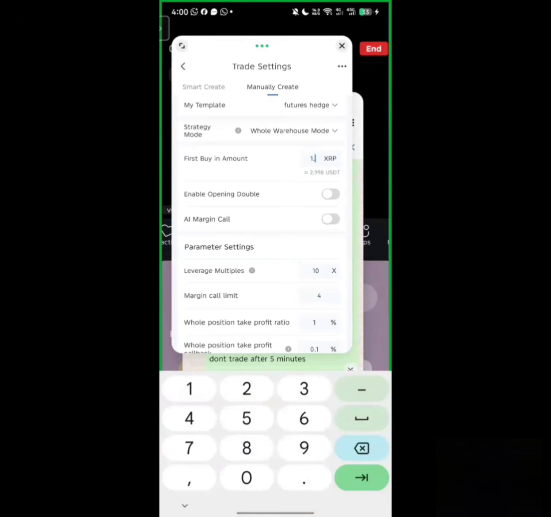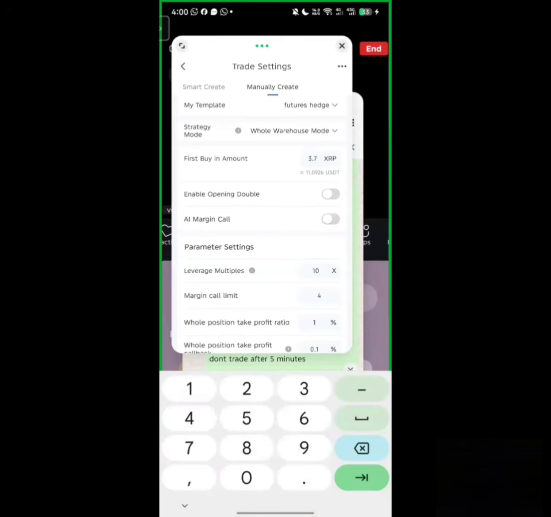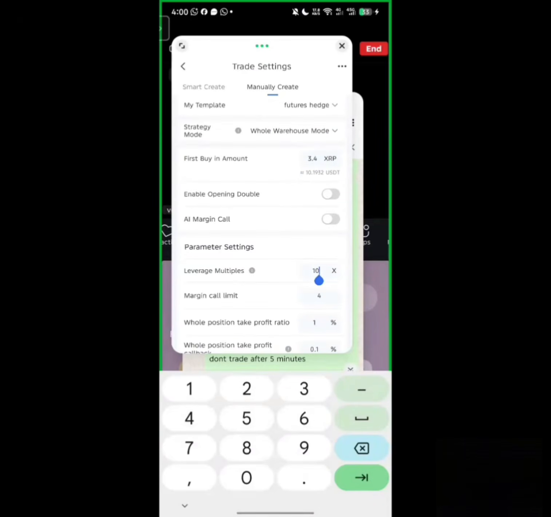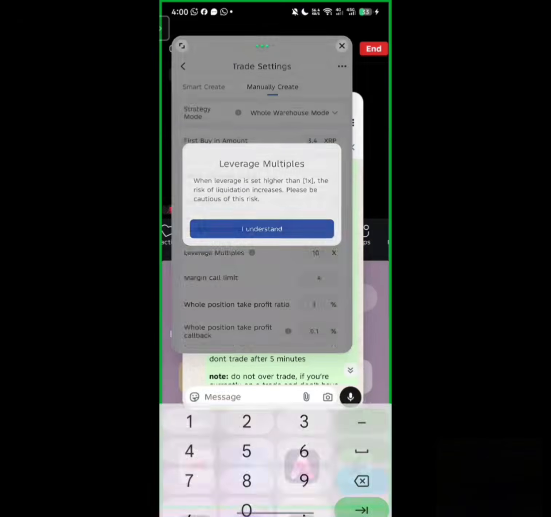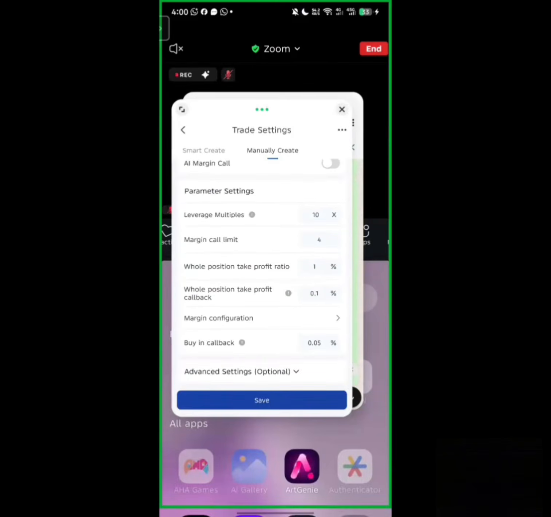You set your first buying amount, which is 3.4. So 3.4, and then your 10x leverage. And finally, your take profit.